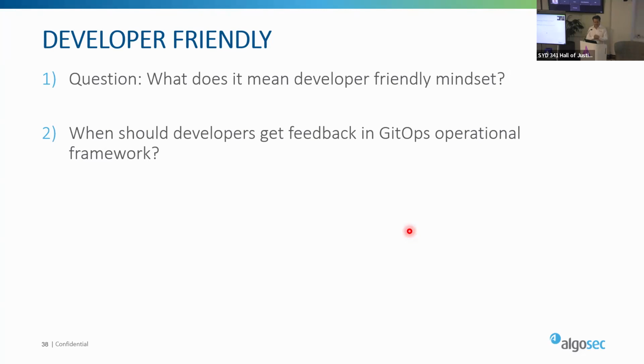Question again: what does it mean to have a developer-friendly mindset? And when should developers get feedback, for example, in a GitOps operational framework? Very good. So, developer notification is the reason GitOps is such a powerful tool, because it allows you to give developers notification as early as possible on upcoming changes.